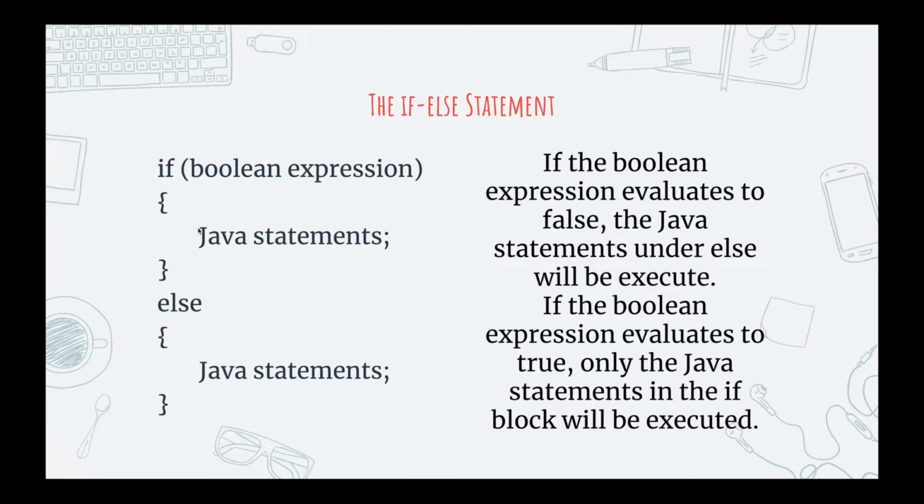So if that's true, then it will execute this. But if this Boolean expression evaluates to false, then the compiler will execute what's within these curly brackets under else. So we have an if statement to say, hey, if this context is true, if this Boolean expression is true, then I want you to execute these Java statements. However, if this Boolean expression turns out to be false, then I want you to pursue the else statement. So if this is true, execute this. Else, I want you to execute this.